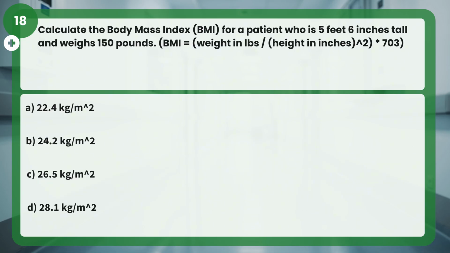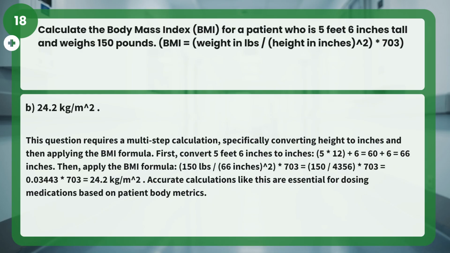Question 18. Calculate the body mass index, BMI, for a patient who is 5 feet 6 inches tall and weighs 150 pounds. BMI equals weight in lbs / (height in inches)^2 × 703. A. 22.4 kg/m². B. 24.2 kg/m². C. 26.5 kg/m². D. 28.1 kg/m².